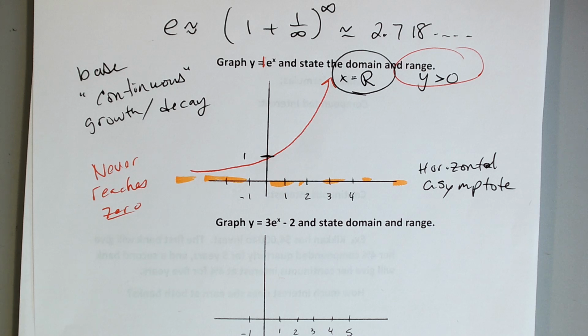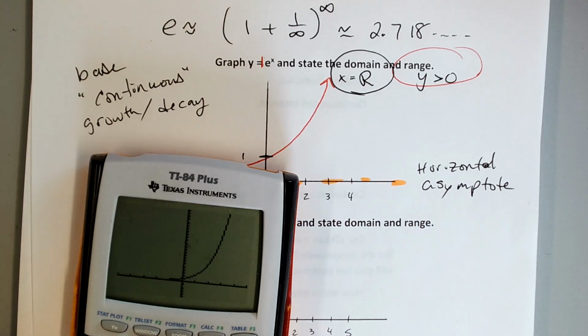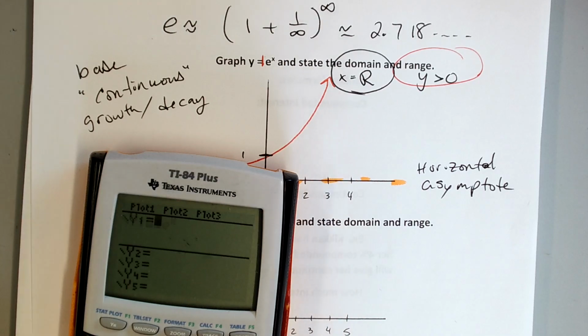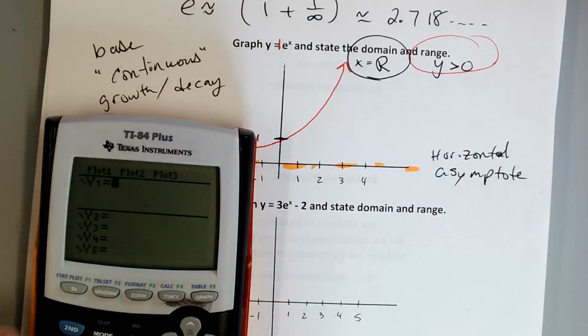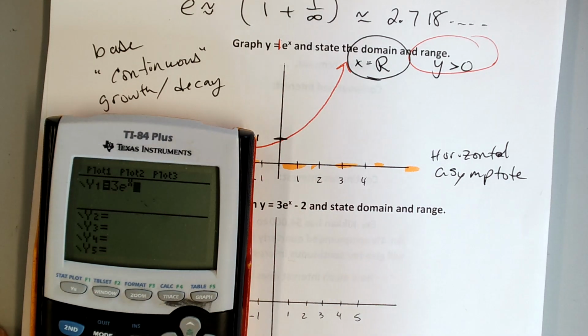Now, in number 2, we can graph this on our calculator. There are some things I know about it already. Let's just put it on our calculator. We'll go 3 e to the x, and then I'll subtract 2. Let's see what it looks like, okay? Graph this one.